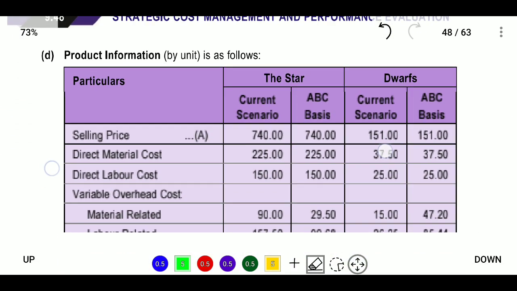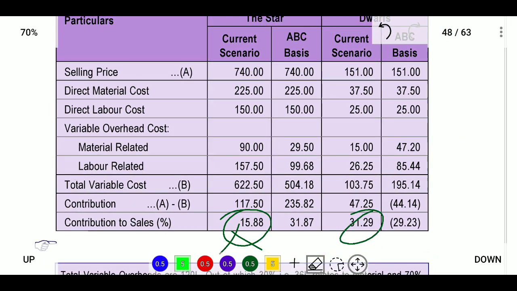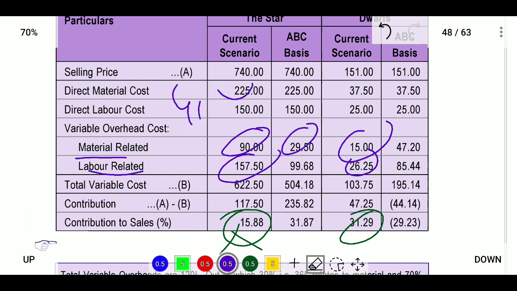After this allocation we will use the contribution and production information. What is there in production information? We have calculated above the direct material and direct labor and material related variance. Here 15 in case of scenario, in case of 90, we will calculate 26.5, and in case of 157.5. We will calculate it as per ABC analysis, and this is given information. Directly we will divide 22,50,000 divided by 10,000. That is direct information, and we have calculated this information, and we will get the total variable cost. And now we will see the answer.